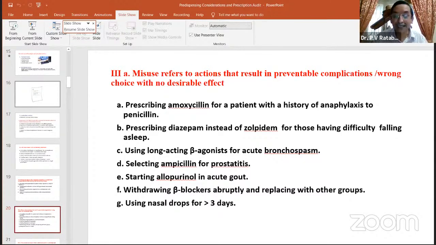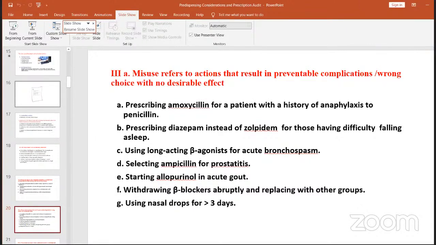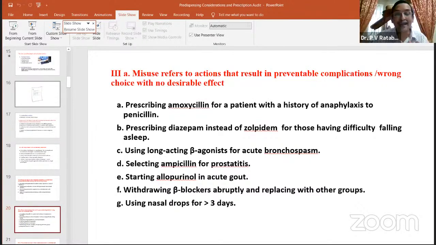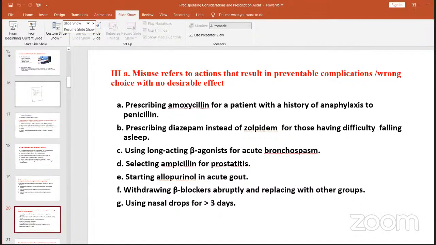Selecting ampicillin for prostatitis. Now, there are some doctors who write the diagnosis on the prescription. So if the doctor has written prostatitis and prescribed ampicillin, then you can actually correct. You can discuss with the doctor. In foreign countries, pharmacists are considered better therapeuticians than some. You can point out that ampicillin does not enter the prostate, so you cannot possibly prescribe ampicillin for prostatitis.